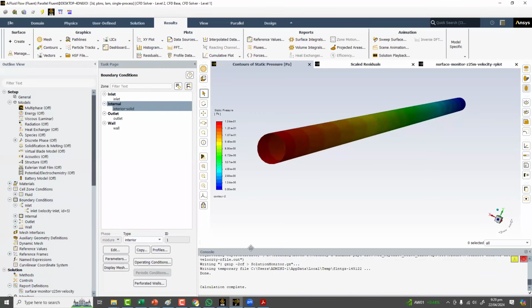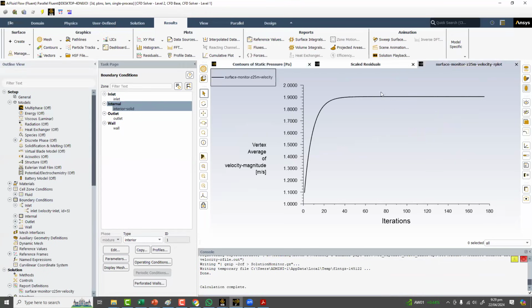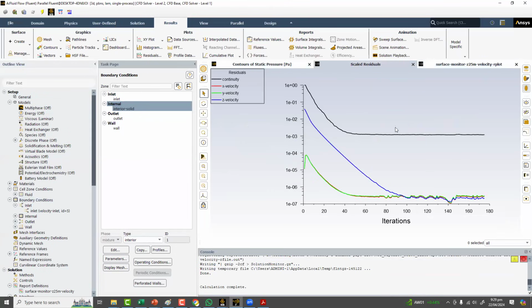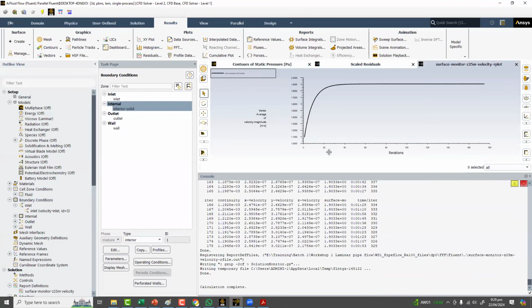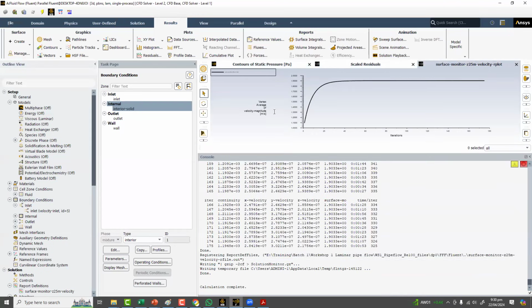So here, based on the surface monitor, I can see the solution has converged. Now it's a straight line, and the same is the case with the residuals. You can see after 100 iterations, the solution is not changing much. In the case of the velocity monitor, I can see after 40 iterations the change maybe is here, but it's very small. I can get more information about this velocity convergence plot from the text values.